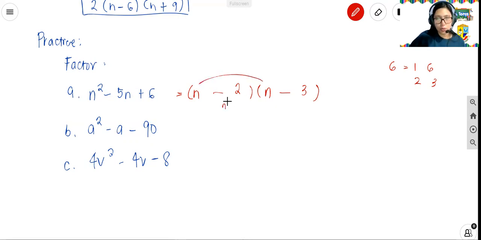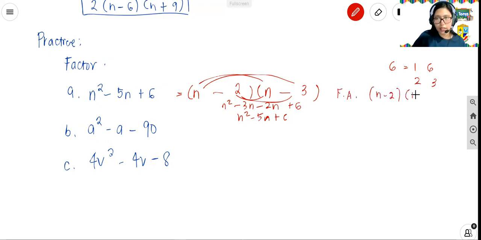We will have n squared, negative 3n, negative 2n, positive 6. So if I simplify this, I will get n squared minus 5n plus 6. So therefore, our final answer is, our factors are n minus 2 and n minus 3. I hope you were able to get that. Let's try this one, a squared minus a minus 90.